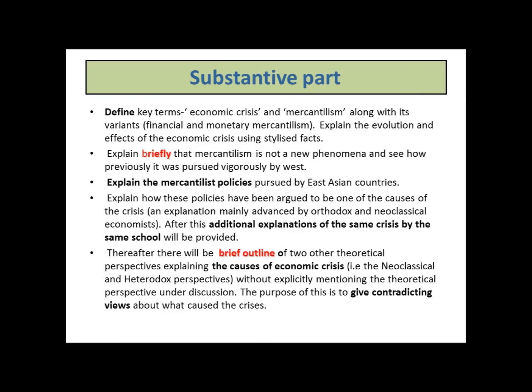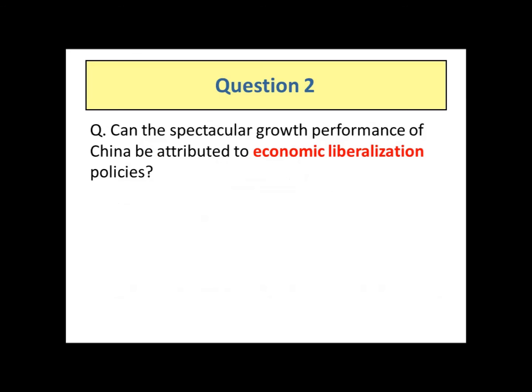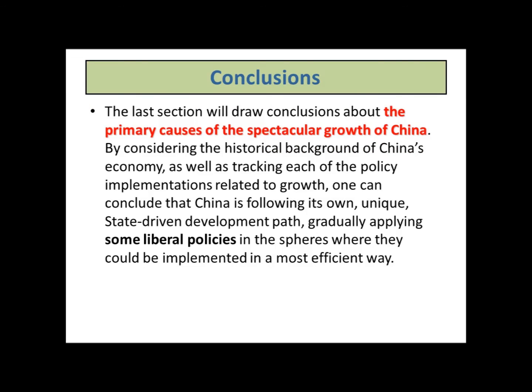This is where I finish, so this is the last one. Can the spectacular growth performance of China be attributed to economic liberalization policies? Here's the conclusion. The last section will draw conclusions about the primary causes of spectacular growth of China. I didn't ask you to analyze the causes of growth of China. I asked you to address one debate, that it's liberalization that caused this growth.